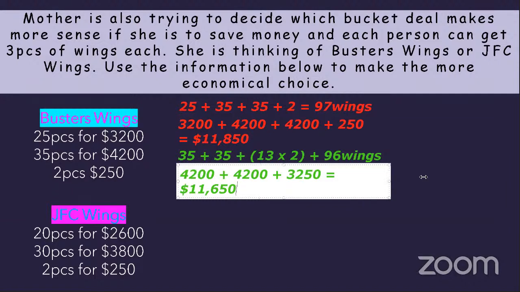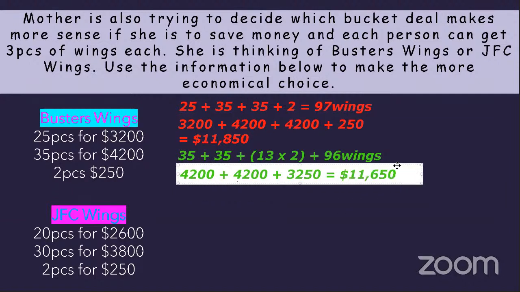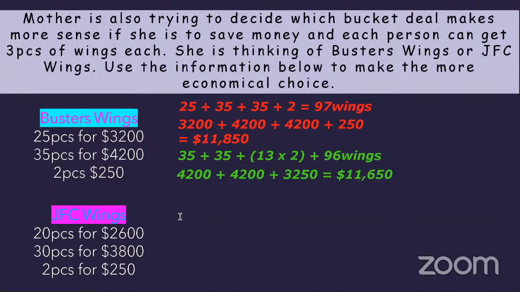Now, we're going to just move on to JFC Wings. All right, so Azariah is saying that we could multiply 30 by 3. So that would be 90. And then we multiply 2 times 3, that would be 6. So she says that we can use that as our option.